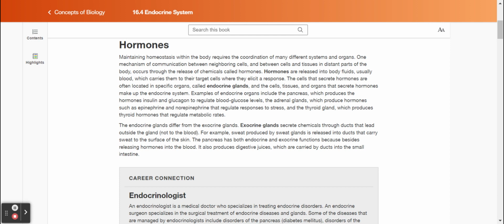The endocrine glands differ from the exocrine glands. Exocrine glands secrete chemicals through ducts that lead outside the gland, not to the blood. For example, sweat produced by sweat glands is released into ducts that carry the sweat to the surface of the skin. The pancreas has both endocrine and exocrine functions because besides releasing hormones into the blood, it also produces digestive juices, which are carried by ducts into the small intestine.